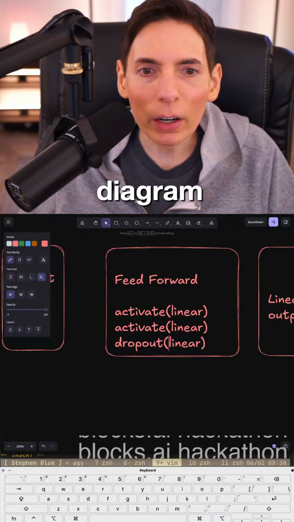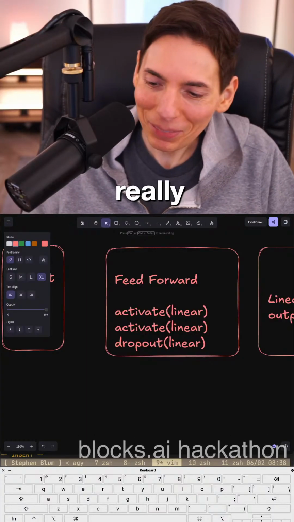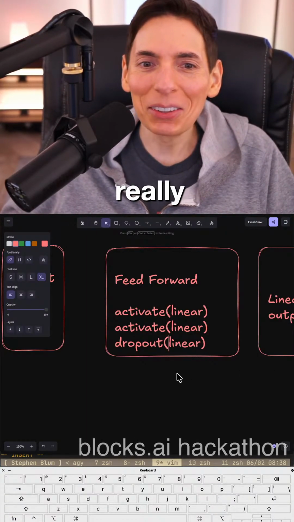The background music plus this diagram is absolute cinema. Is it really? That's great to hear, Joseph.